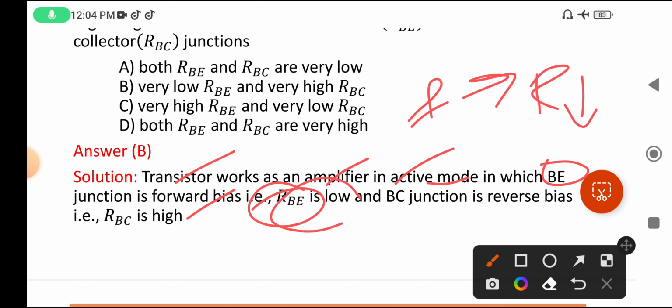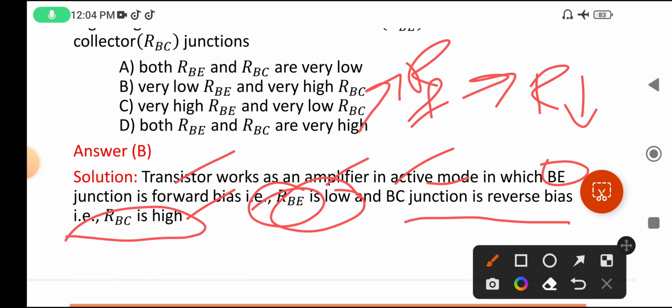So here resistance is low. The BC junction is reverse biased. In reverse bias, current cannot flow, and current not flowing means resistance is very high. So RBC is high. So option is B, very low RBE and very high RBC.